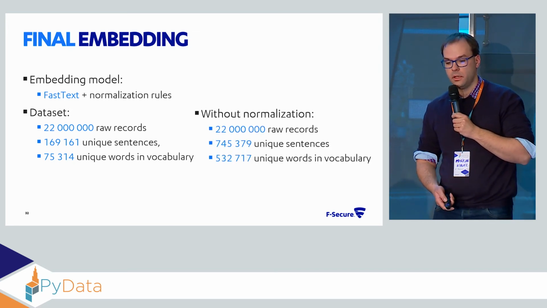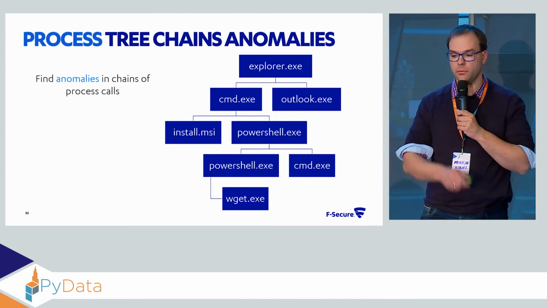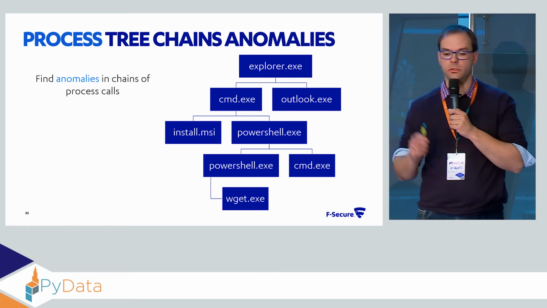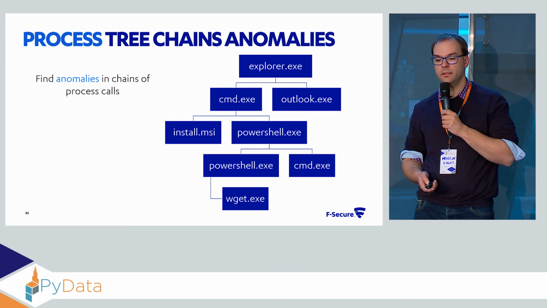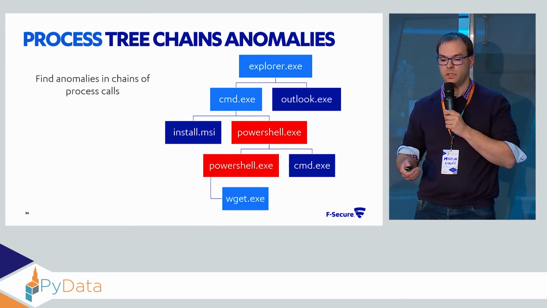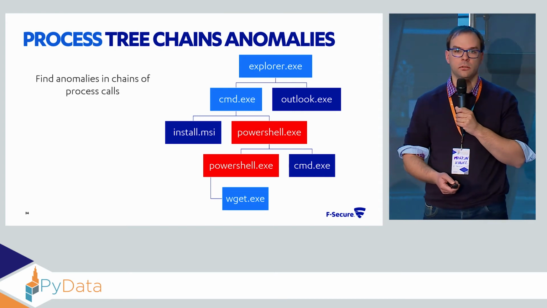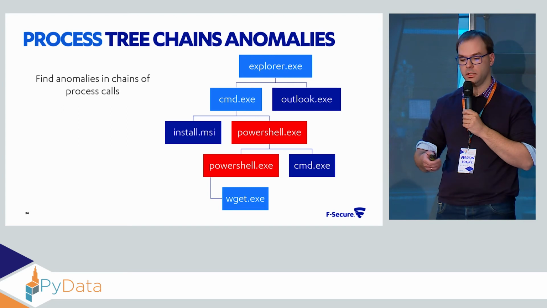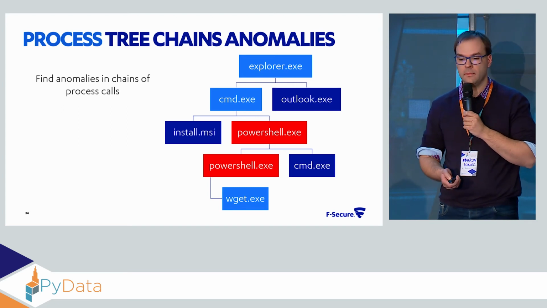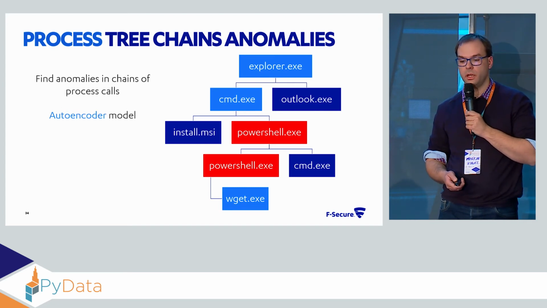So I think it's beneficial to do that in our context. Okay, let's come back to the initial program. We wanted to find the anomalies in process creation chains. So, for example, let's say PowerShell called PowerShell could be an anomaly in the context of CMD and wget and explorer. So how to find such anomalies?